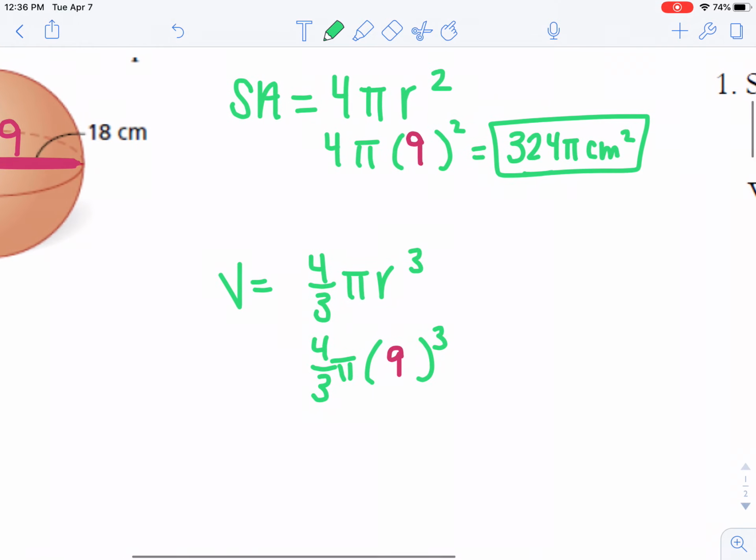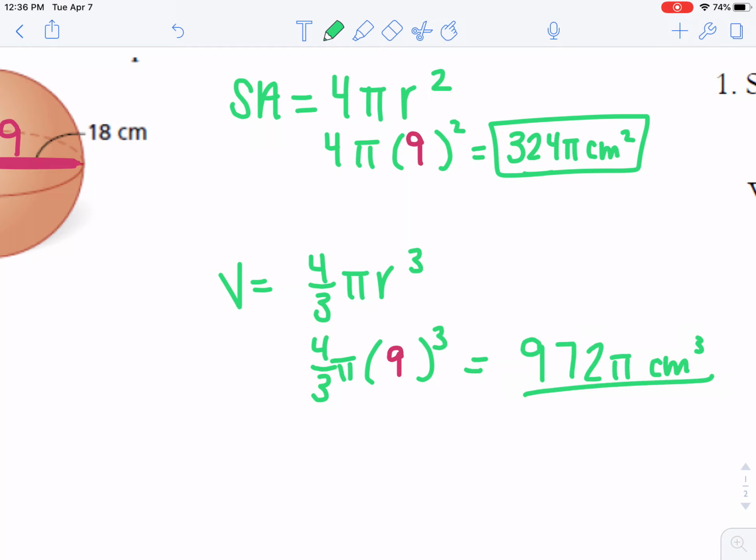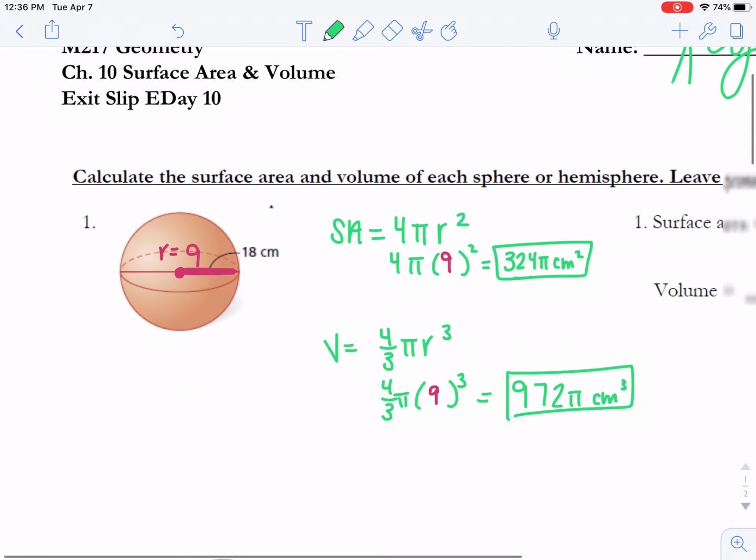The volume, again, we'll do the exponents first, 9 cubed, and then we can do times 4 divided by 3, and that gives us 972 pi cubic centimeters here. Remember, whenever you're doing volume, you always cube your units. So that is the first one using the formulas. Pretty straightforward. Hopefully that made sense.